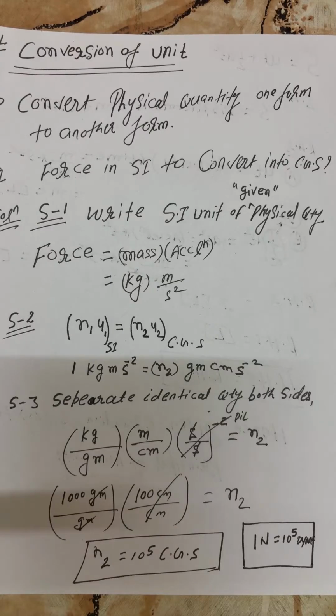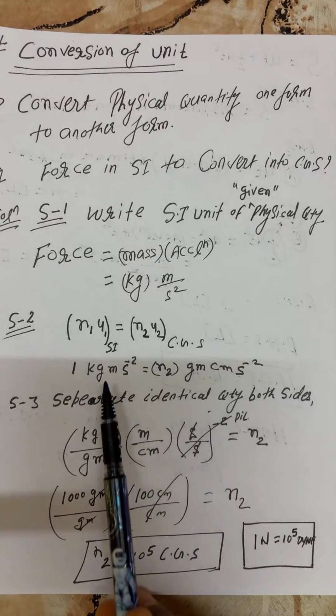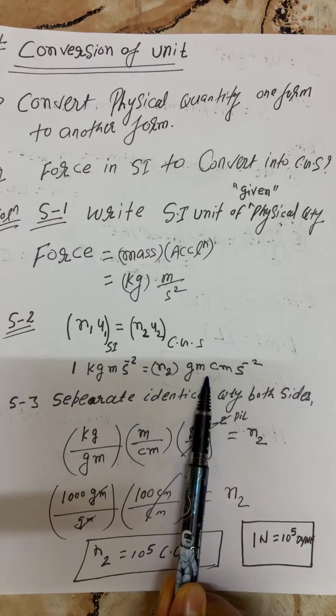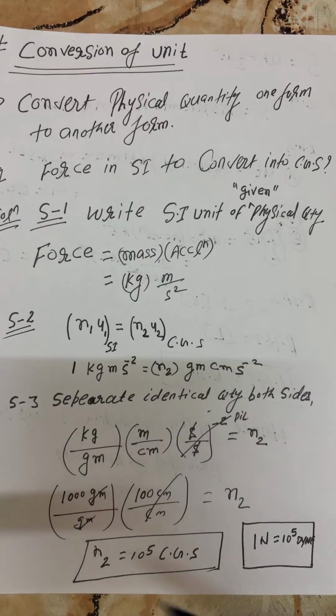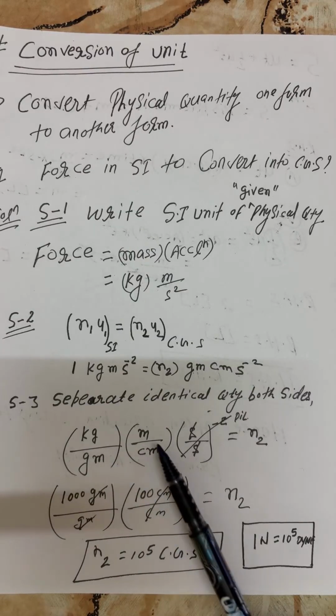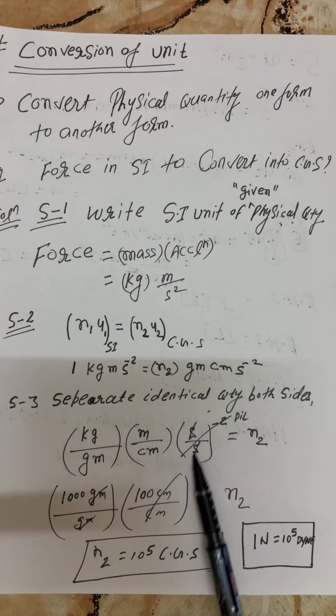So step 1: write the SI unit of the given physical quantity. That is, force equals mass unit kilogram, meter per second square. Next, you can use the formula for the magnitude of a physical quantity, n1 u1 equals n2 u2. Now this side is SI, and this side is CGS. Finally, write the units on both sides in SI as well as in CGS. Then you can separate both quantities together, the like ones: mass together, length together. Seconds here cancel each other. Why? Because both are seconds, they cancel here.